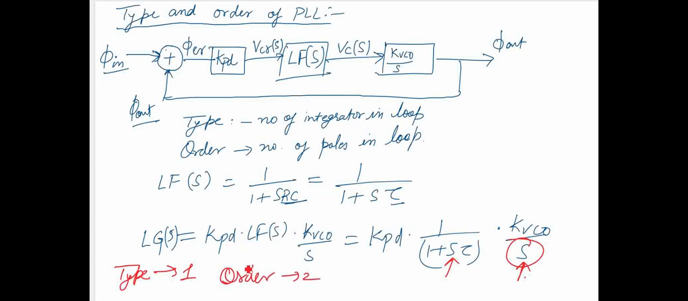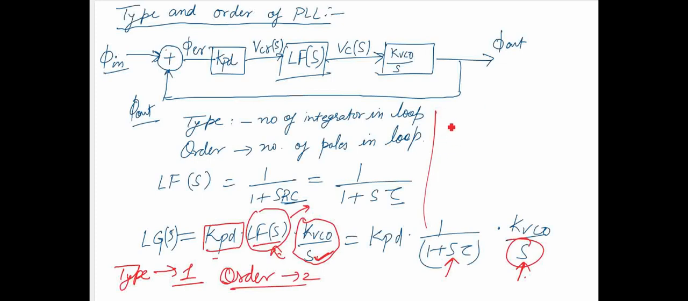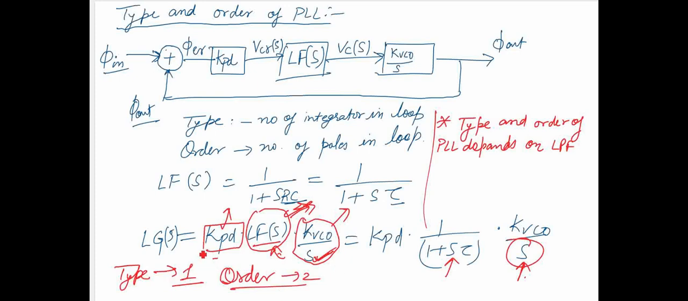So what do you think? On which parameter in this equation are the type and order depending? See, every time from the VCO you will get one integrator, one pole, and there is no other pole, so it depends on this LFS. You can modify this LFS in many ways, and you can make some integrator here, or put more poles here, by which your type and order can vary. So we can write here: type and order of PLL depend on the low pass filter, right? Because this is not depending on it, it's fixed. This is also fixed, so only this can vary, and we can vary the type and order of the PLL as per our requirement. Okay, so let's take example 2.